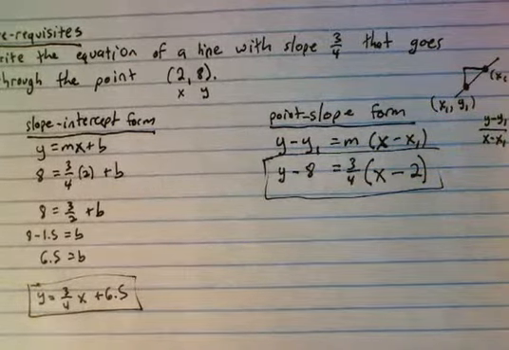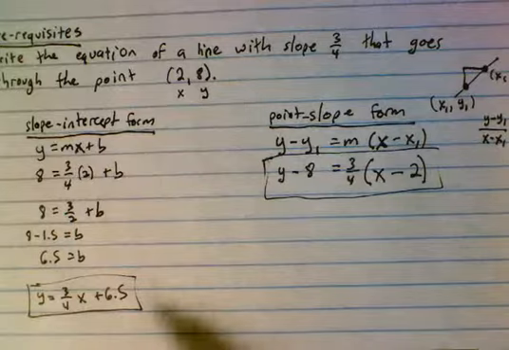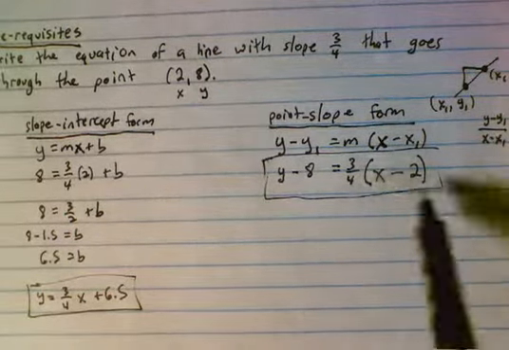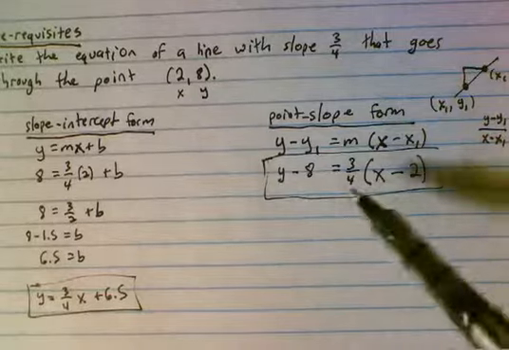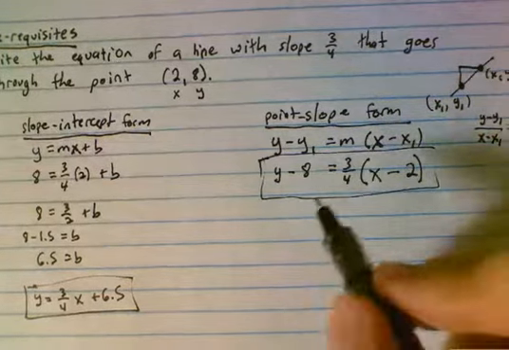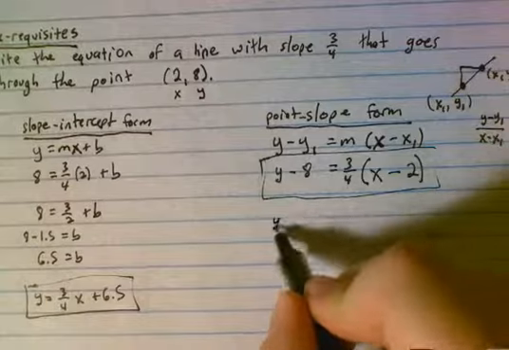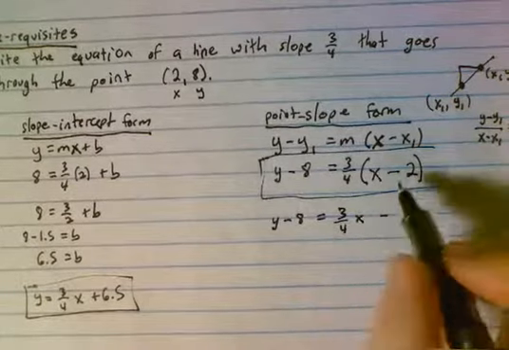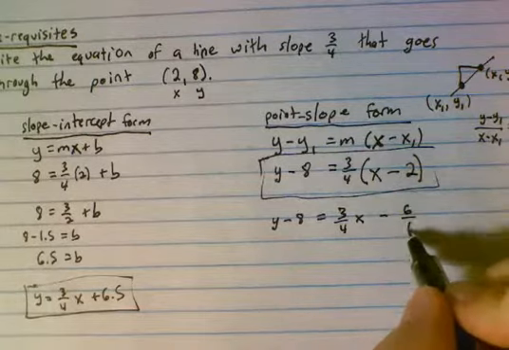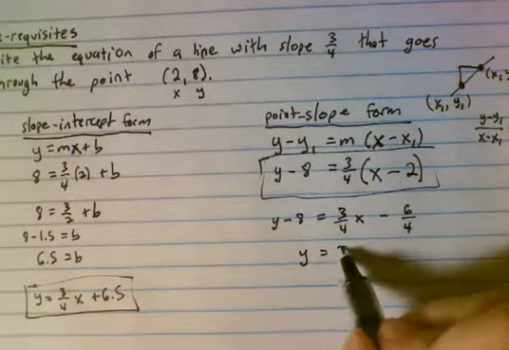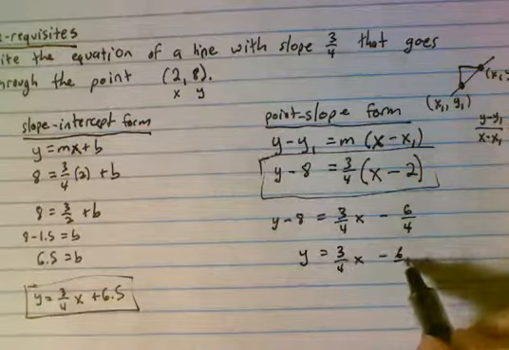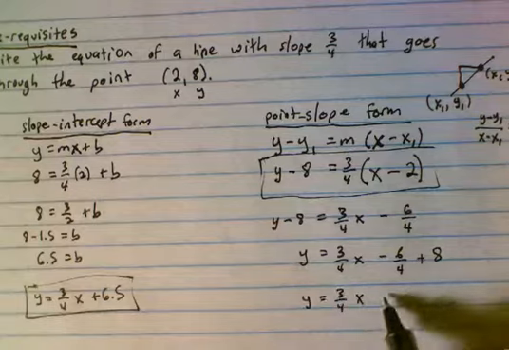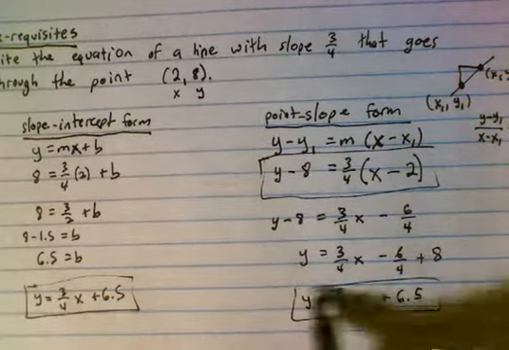Occasionally you are going to have situations where you see that the answer is in slope-intercept form rather than point-slope form. If so, you just do some distribution, do some combining of like terms, and you end up with it looking the same. Let's do a quick demo for this one. So we're going to do y minus 8, distribute that 3/4, 3/4 x minus 3 times 2 is 6, 6/4. y equals 3/4 x minus 6/4 plus 8. And when I simplify that out, I get the same thing that I did over here.